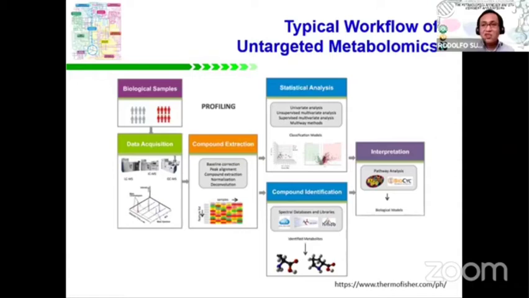Now, traditionally, chemometric analysis in metabolomics would involve baseline correction, peak alignment, normalization, deconvolution. But more and more researchers are recognizing the importance of statistical analysis as part of the chemometric analysis. So I think it is safe to say that you can include statistical analysis as part of the profiling or chemometric analysis.